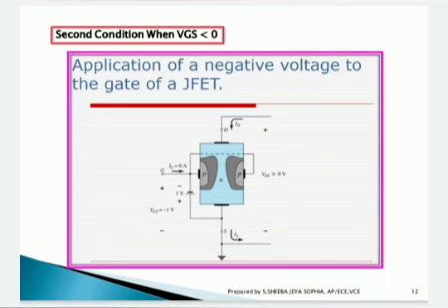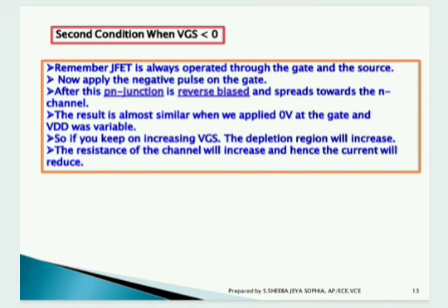So when applying this second condition, that is applying negative voltage to the gate of the JFET, the PN junction is reverse biased and the depletion region spreads towards the N channel, which results in almost the same as when we apply 0 volt at the gate and VDD was variable. So if you keep on increasing this VGS, the depletion region will increase. The resistance of the channel will also increase, and hence the current will reduce.